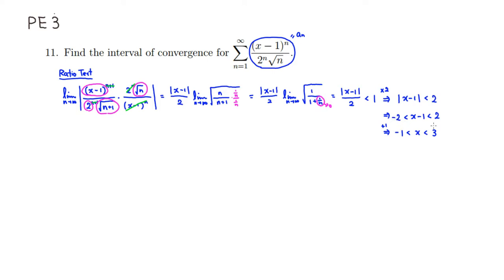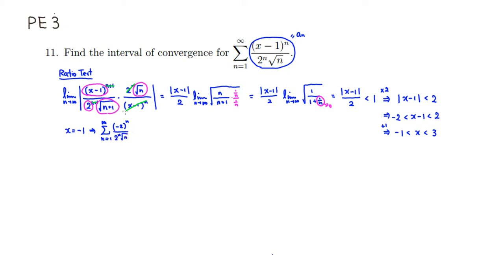All right, so we need to check both endpoints, so x equals -1 and x equals 3 separately. Let's do when x equals -1. This is the left endpoint. The series is going to become, so you plug in x equals -1, a summation, n goes from 1 to infinity. -1 minus 1 is -2, so you have a (-2) to the n, and the denominator is exactly the same, so 2 to the n, square root of n.